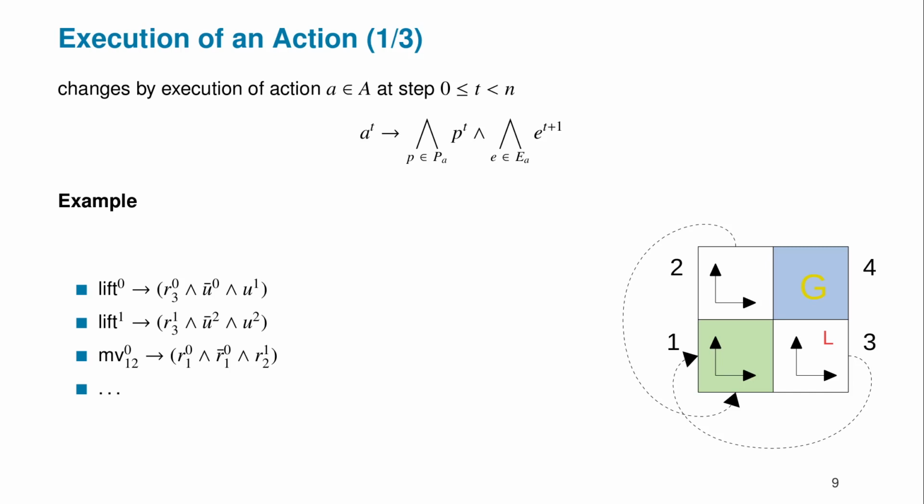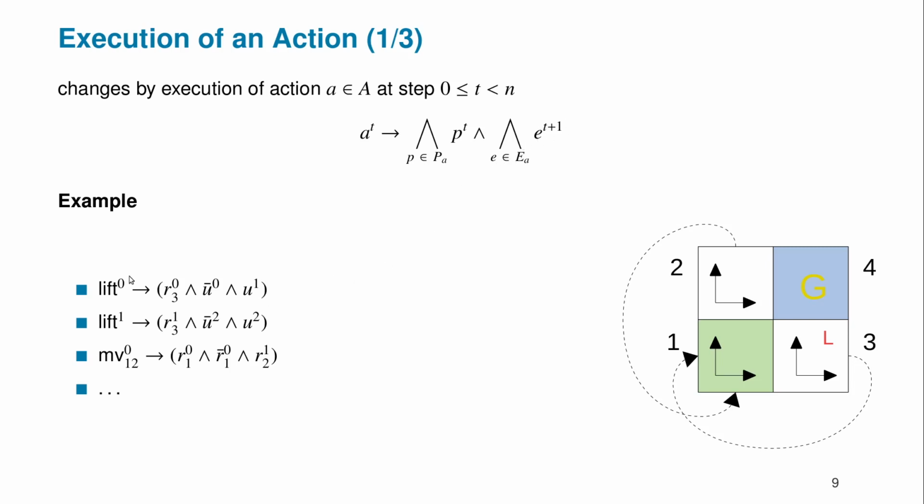Okay, and now let's proceed to how to execute actions. If we execute an action, then the current state of the world changes. So if we execute action A at time point t, then at time point t, the preconditions of A have to hold. That is the first conjunction. And after the execution of A at time point t, at time point t plus 1, all the effects have to hold. So all the literals which are in the list of effects have to be true.